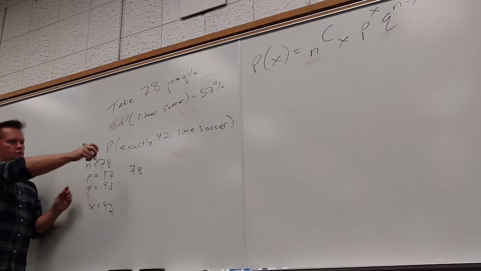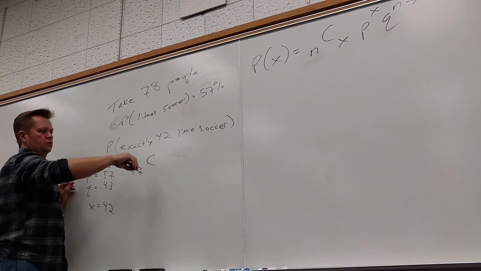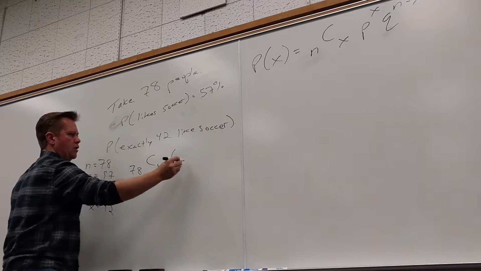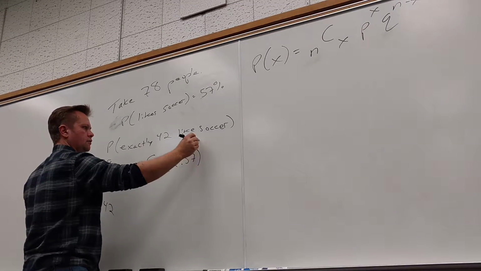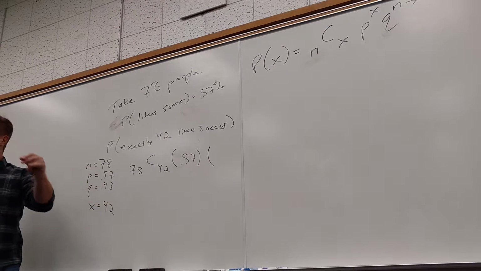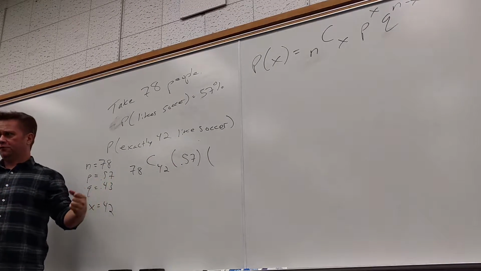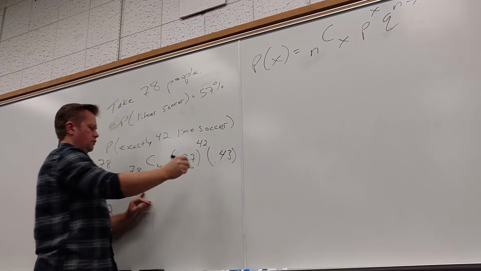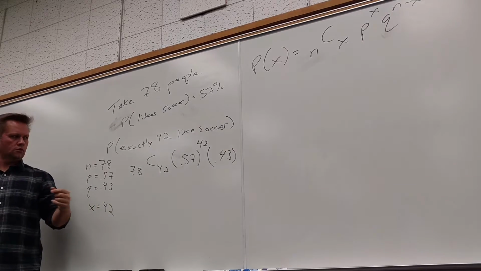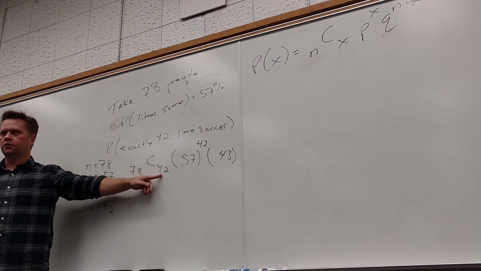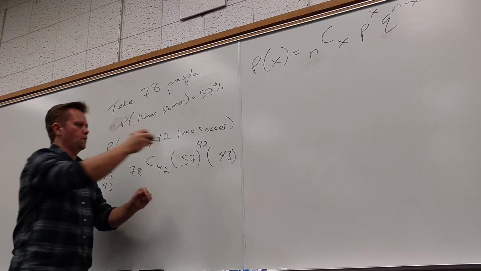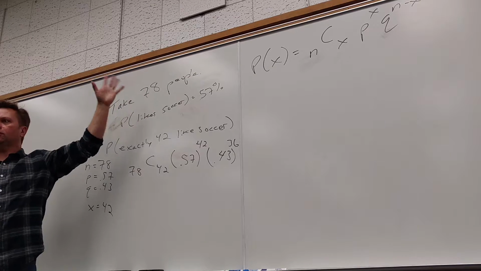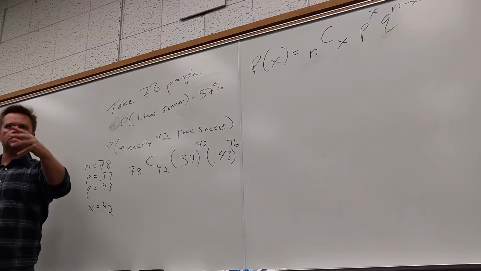Cool. So 78 choose how many? 42. So then I want how many successes? I like how it's repetitive. How many successes do you want? 42. So how many failures does it mean you want? 78 minus 42? 36. Cool. So this plus this will always have to be the total number, because you're breaking them up into two groups, right?